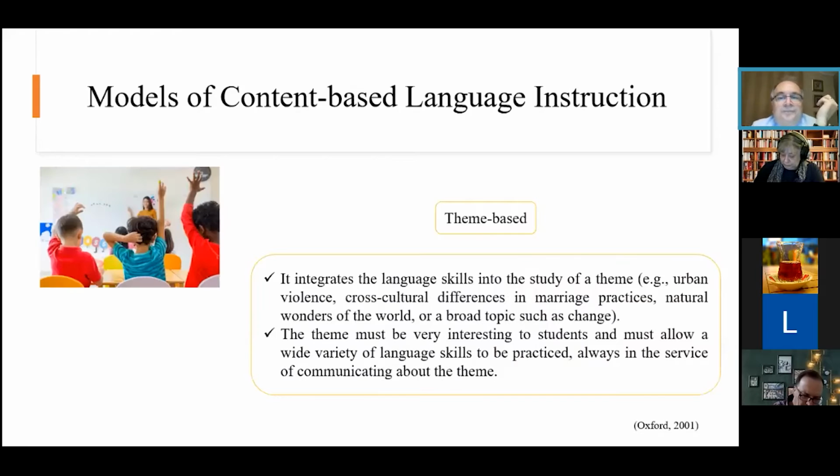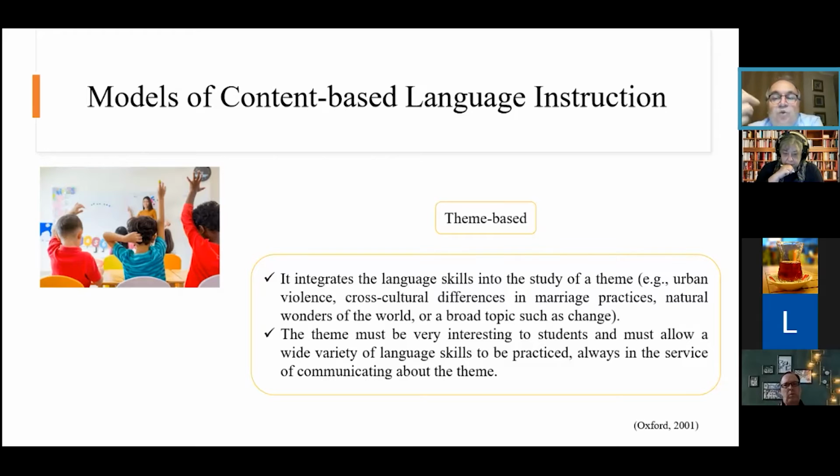Okay, now, if you remember the diagram, content-based instruction has three subcategories. The first model is called theme-based. As the name suggests, we need a specific theme, right? So this theme should integrate the language skills.